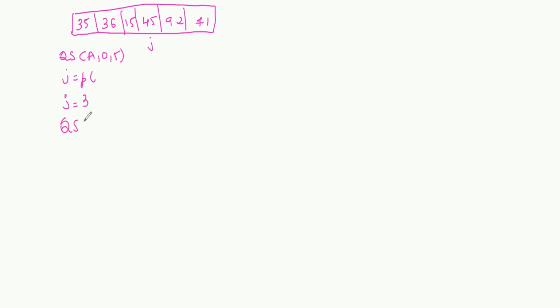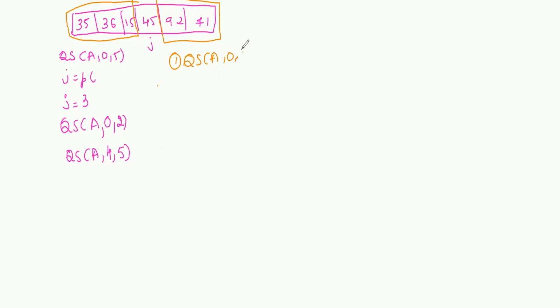Next we had quicksort of A comma 0 comma j minus 1, which is nothing but 2, and quicksort of A comma j plus 1, which is nothing but 4, comma high value 5. Now, if you see carefully, what is this exactly indicating? The first quicksort function is indicating this particular array, and the second quicksort function is indicating this particular array. As simple as that. Now we are going to go ahead and work on this. Let us take the first quicksort, quicksort of A comma 0 comma 2.